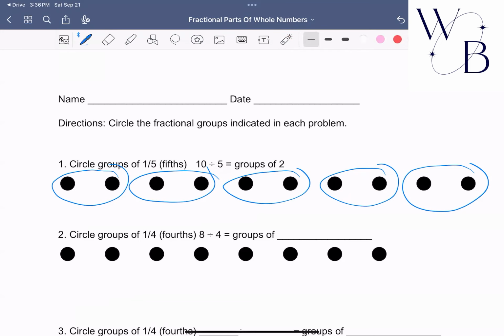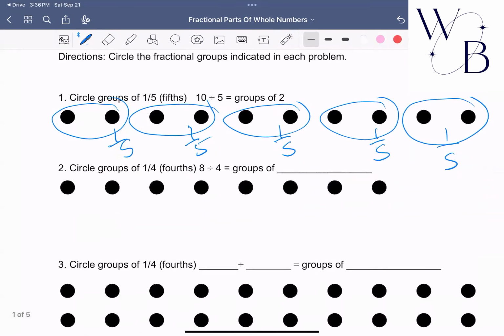And let's see how many fifths I have. I have 1/5, another fifth, so that's 2/5. I have 3/5. I have 4/5, and I have 5/5. All right, let's look at number 2. It says circle groups of 1/4.